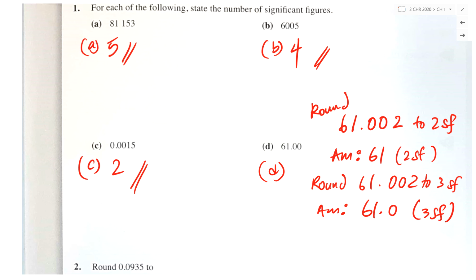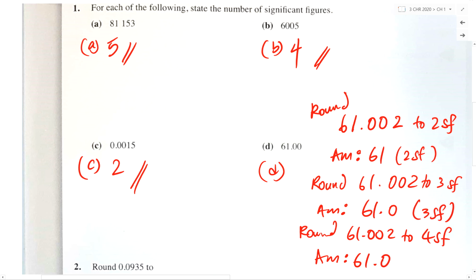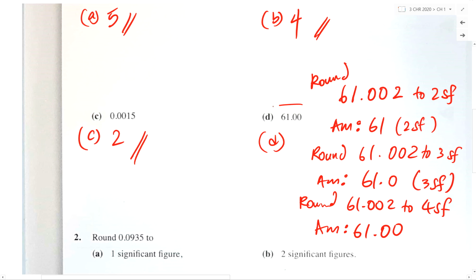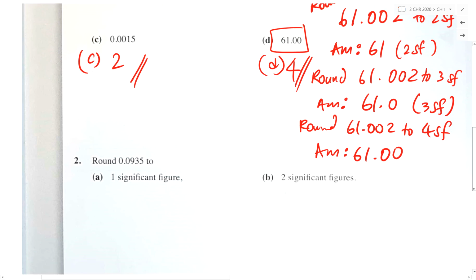Okay? So now if I say, same number, round 61.002 to 4SF, what is now your answer? 61.00. So do we have a conclusion already? What is the answer for part D? How many SF is 61.00? 4. Okay? I hope you are learning.